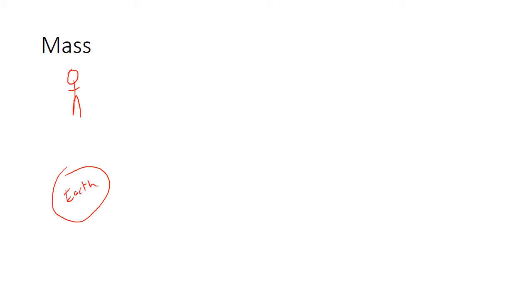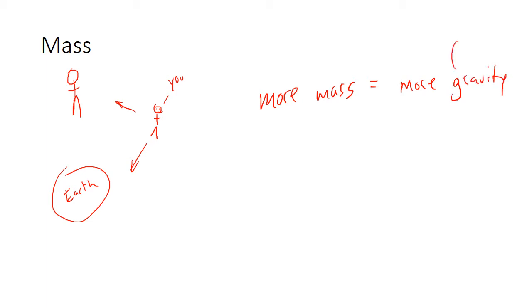Okay, so here is you. You're standing here. You're happy. Which one are you going to be more attracted to? Spoiler alert, it's the Earth. Alright? Why is that? Because more mass means that you have more gravity. Right? More force of gravity. So one thing that we can write is F is proportional to M.